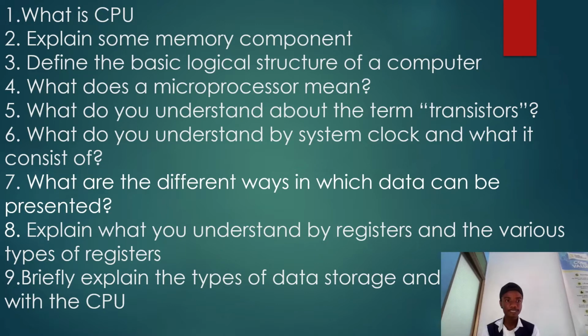As you can see on this page displayed are some of the questions I was able to come across. Question number one is what a CPU is, and then number two, we have some memory components of a CPU, basic logical structure of a computer, what does a microprocessor mean, what I understand by the term transistor, then what I understand by the term system clock and what it consists of. Then on question 7 you have ways in which data can be presented. Question 8: explain what you understand by register and the various types of register. And then the last question is briefly explain the type of data storage and the CPU.